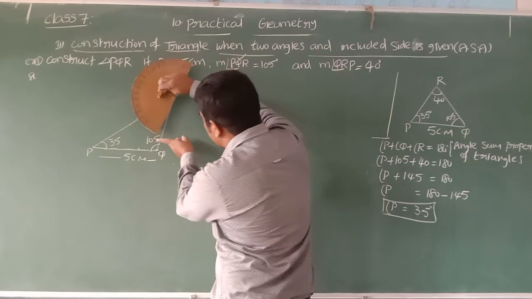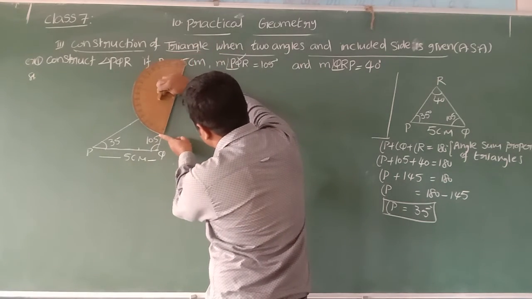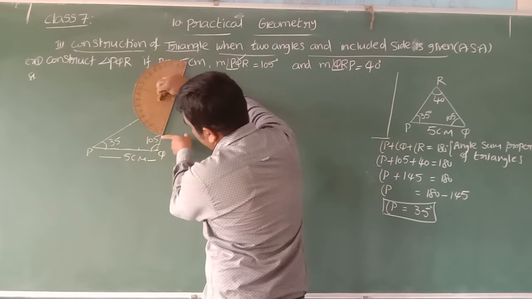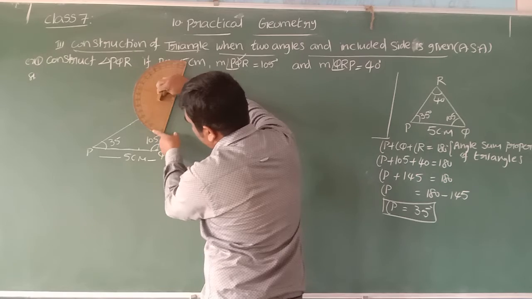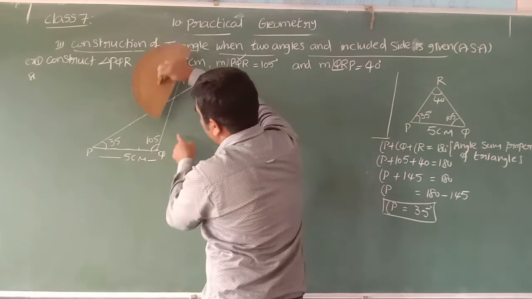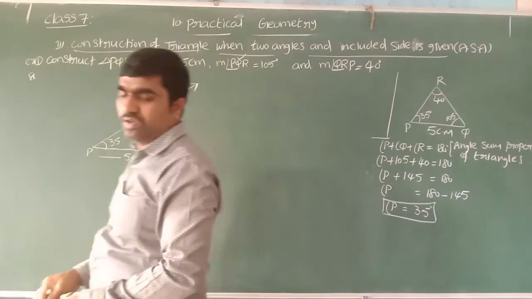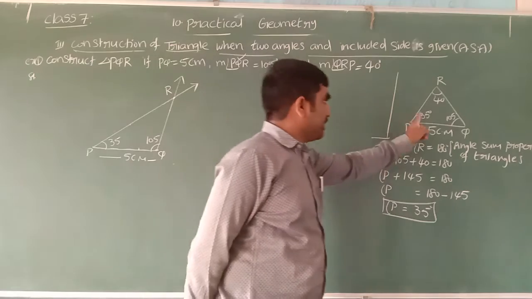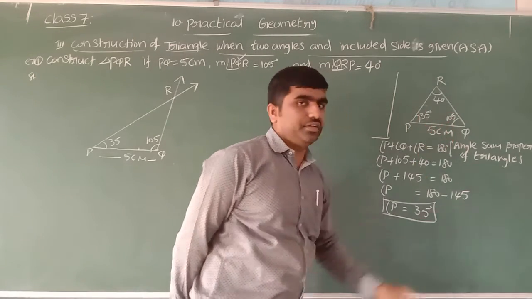Let me check whether we get 40 or not. Yes, you can see from here you can measure 0, 10, 20, 30, 40. Exactly I am getting 40. So the measure of angle R is 40 degrees. This is the way we can construct a triangle when we know two angles and the included side.